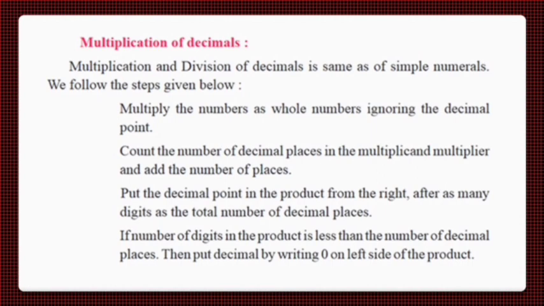First, multiply the numbers as whole numbers ignoring the decimal point. Then, count the number of decimal places in the multiplicand and multiplier and add the number of places. Next, place the decimal point in the product from the right before as many digits as the total number of decimal places. And if the number of digits in the product is less than the number of decimal places, then place decimal by writing required number of zeros on the left side of the product.